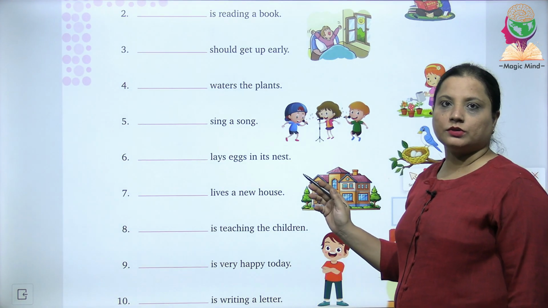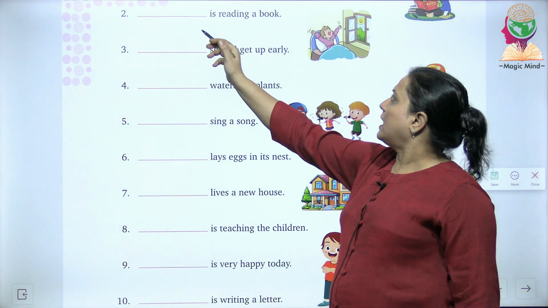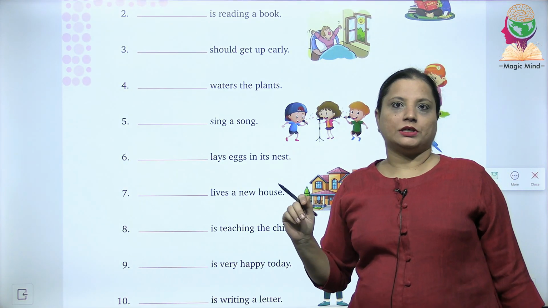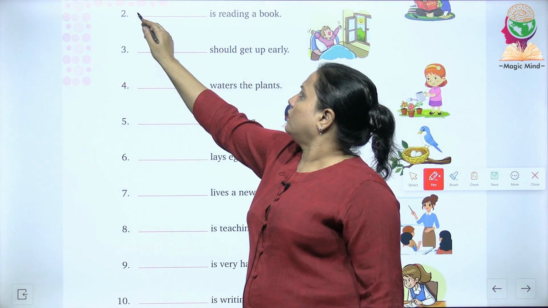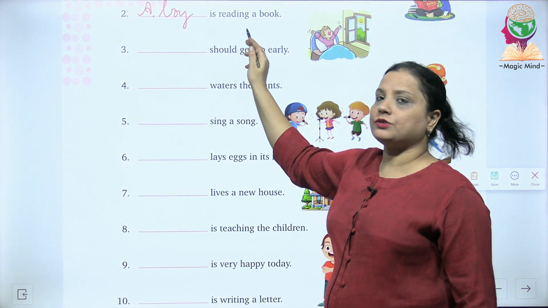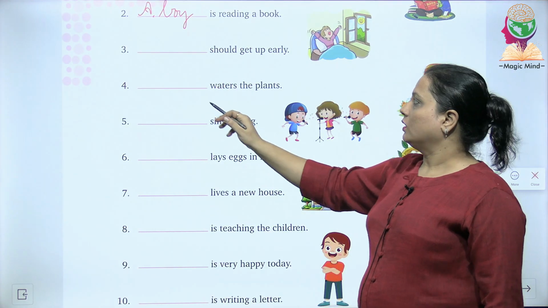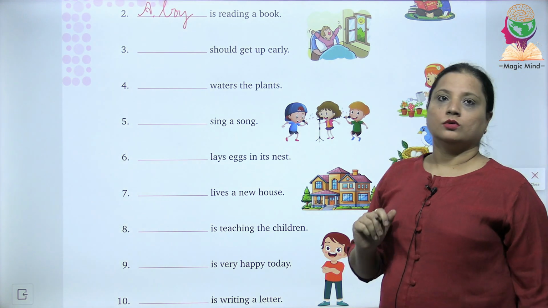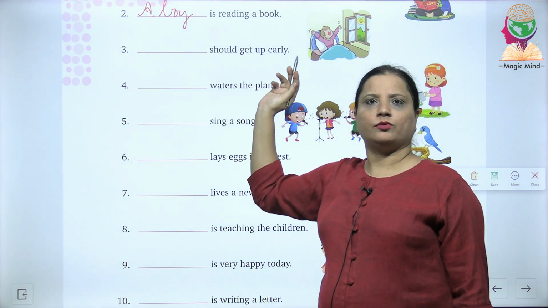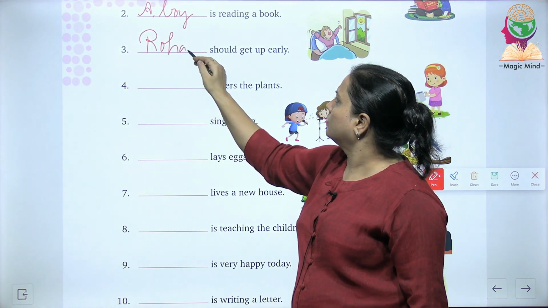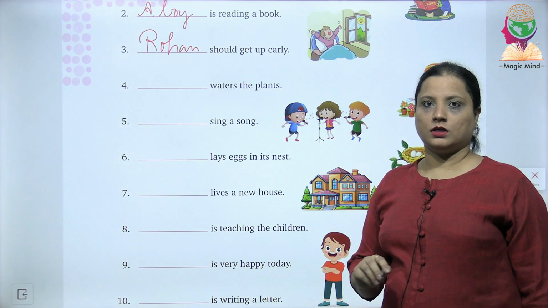The second question on the next page is dash is reading a book. If you look into the picture, a boy is reading a book. So we will write over here a boy is reading a book. Then the third statement, dash should get up early. You can write the name of a boy. Rohan should get up early.